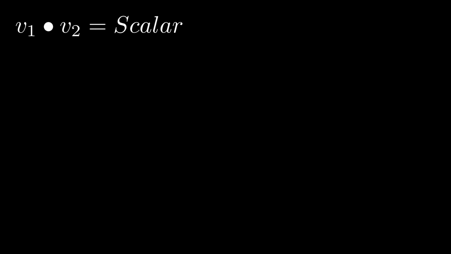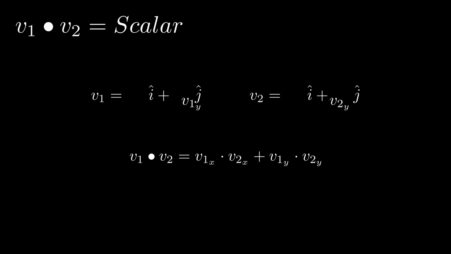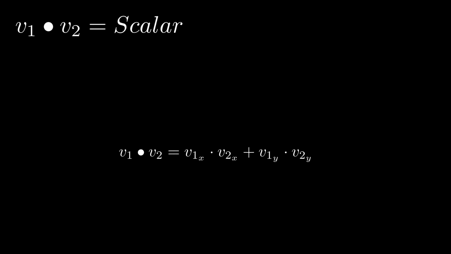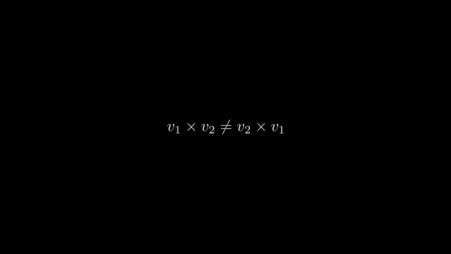The dot product takes two vectors, multiplies their components, and adds them together, just like this. Mathematically, this is equivalent to finding the magnitudes of the two vectors, multiplying them together, and multiplying this by the cosine of the angle between the two vectors. It does not matter which order the dot product is done in, you will get the same answer. But this is not true of the cross product.